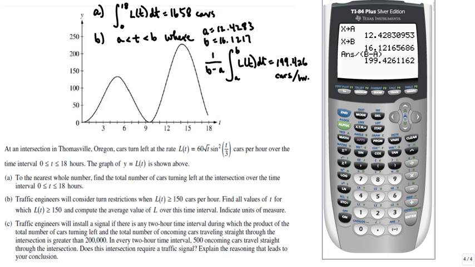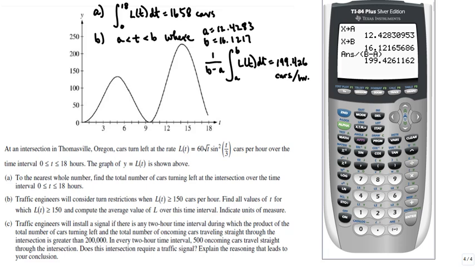So we want to find a 2-hour time interval where 500 times the integral of the curve over that 2-hour time interval is going to be greater than 200,000. If we can find such an interval, then they will require a traffic signal there. Alright, so let's see what we can do there. Now, since we only need to find one in order to justify the installation of the traffic signal, we just need to find one such time interval where the product of those two numbers is greater than 200,000.